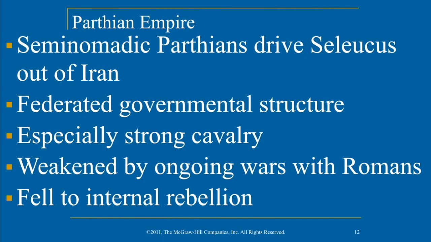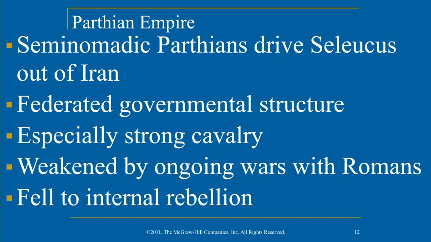Next up, we have the Parthian Empire. The semi-nomadic Parthians drive Seleucus out of Iran. They built small huts, small structures to help support their nomadic lifestyle of herding, but they also were very good at the horseback riding, archery system of the steppe traditions that we'll study a little later. They had a federated governmental structure.